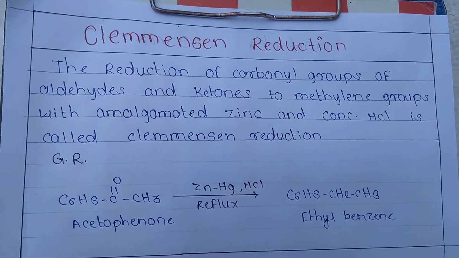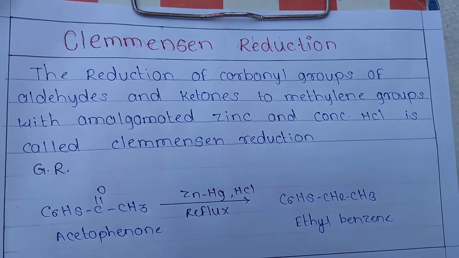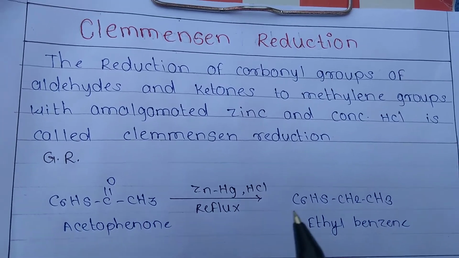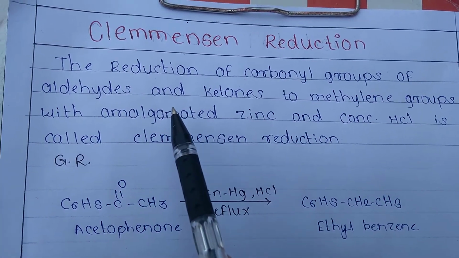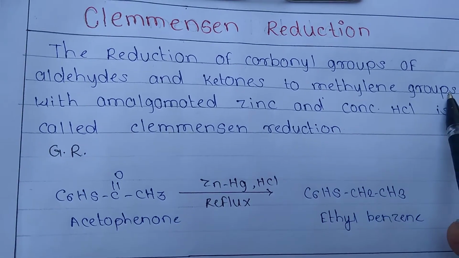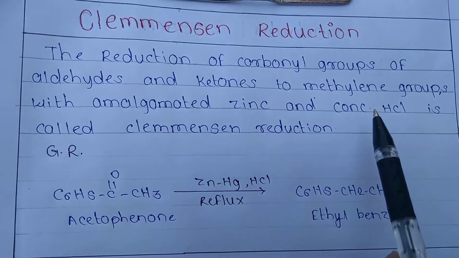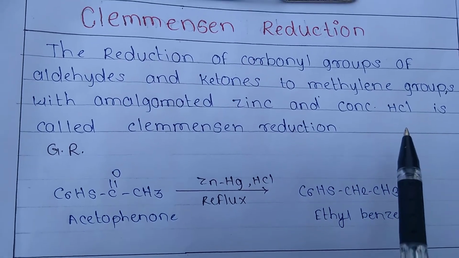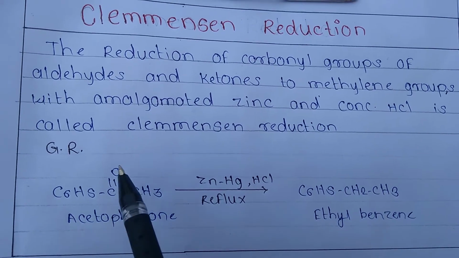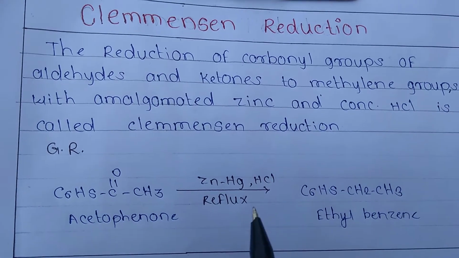The reduction of carbonyl groups of aldehydes and ketones to methylene groups. The reduction of carbonyl groups of aldehydes and ketones to methylene groups with amalgamated zinc and concentrated HCl is called Clemmensen reduction. It is a general reaction of Clemmensen reduction.